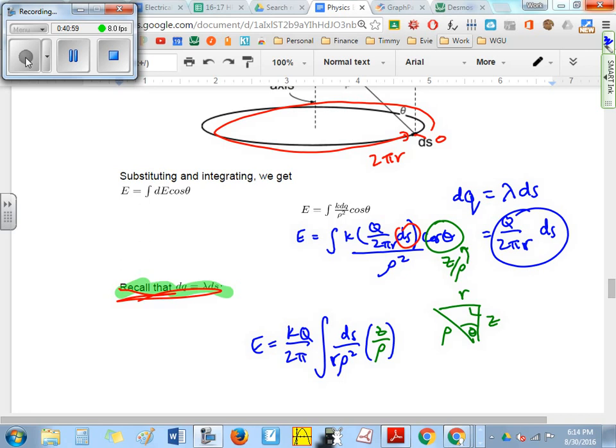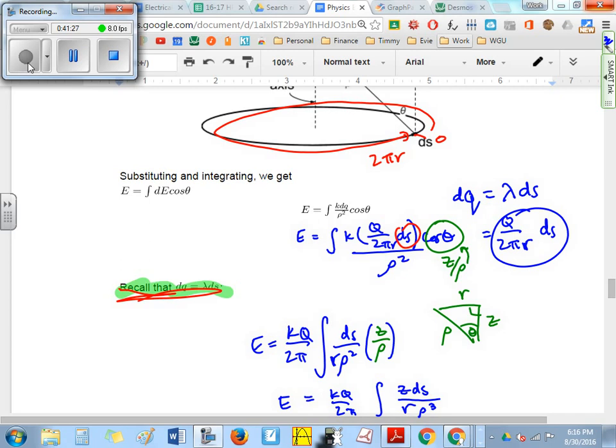Alrighty. So there is a rho cubed going on, so I'll write that in. So it looks like E equals kq over 2 pi, and then it's the integral of ds, and then there's a z, and then there's an r, over rho cubed, like that.